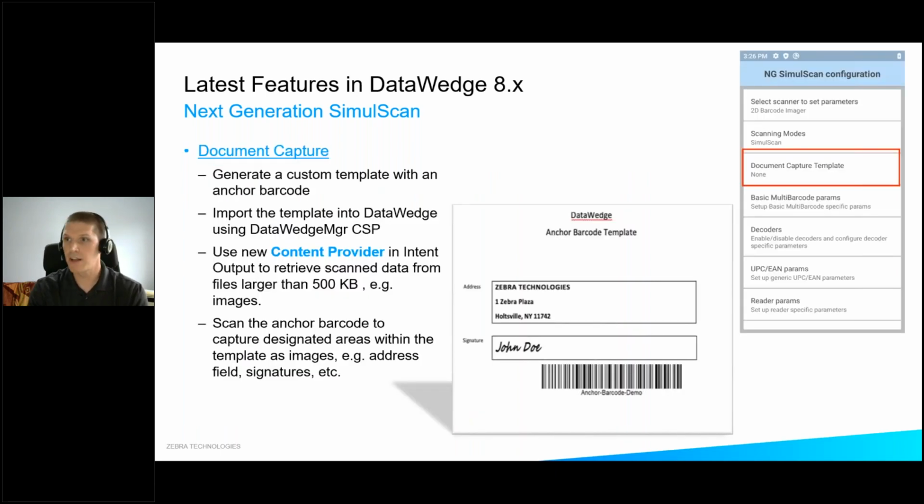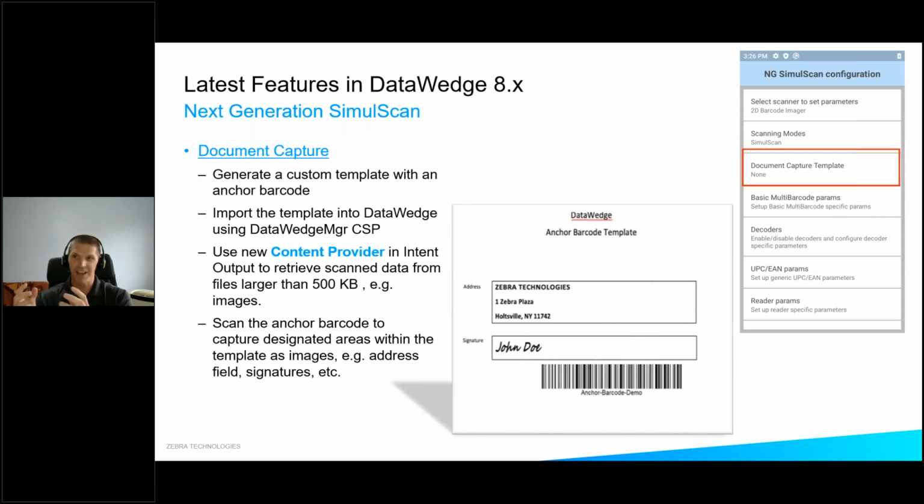And it gets a little bit more interesting with next generation SimulScan, if you've seen some of the marketing we've been putting out about this. It is a change from what we previously had with SimulScan, which had a set of capabilities, and we're now moving those capabilities elsewhere in the product. So you have these features that we've added to the barcode plugin. Basic multi-barcode is one of them.